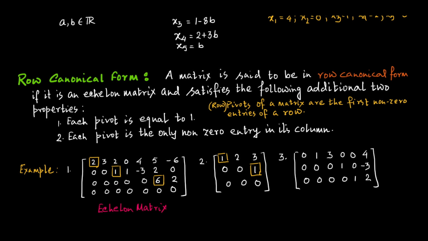But the question is, is it in row canonical form? The first condition for row canonical form is that it has to be echelon, plus the first one: each pivot is equal to 1. Here each pivot is 1. So satisfied.